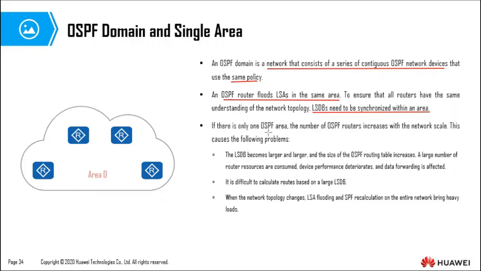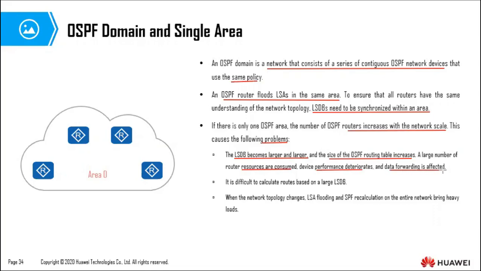If there is only one OSPF area, the number of routers increases with the network scale. That is, we expand our network, we add more routers. These will then cause the following problems. Number one, the LSDB will become larger and larger, thereby increasing the size of the routing table. A larger number of router resources will then be consumed, and device performance will deteriorate and thereby affect the data forwarding.